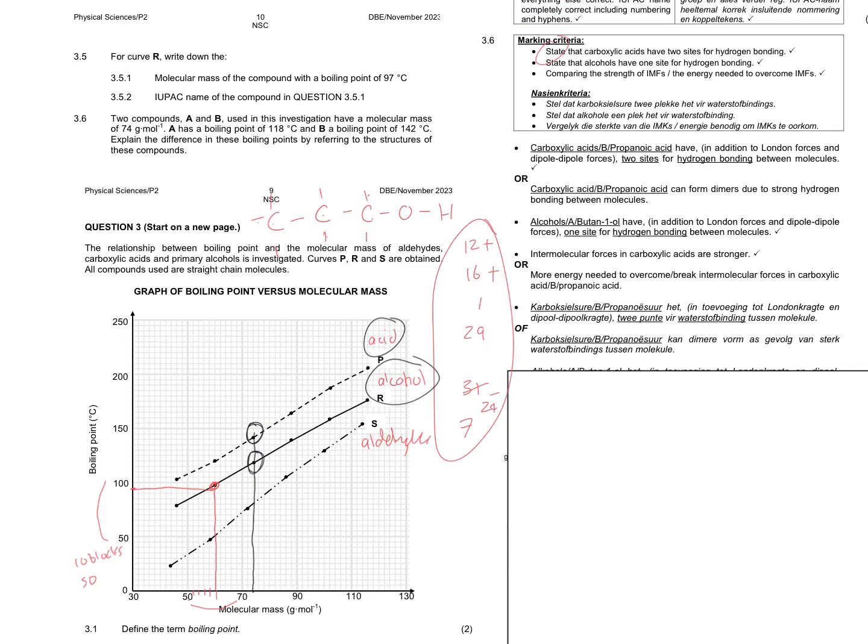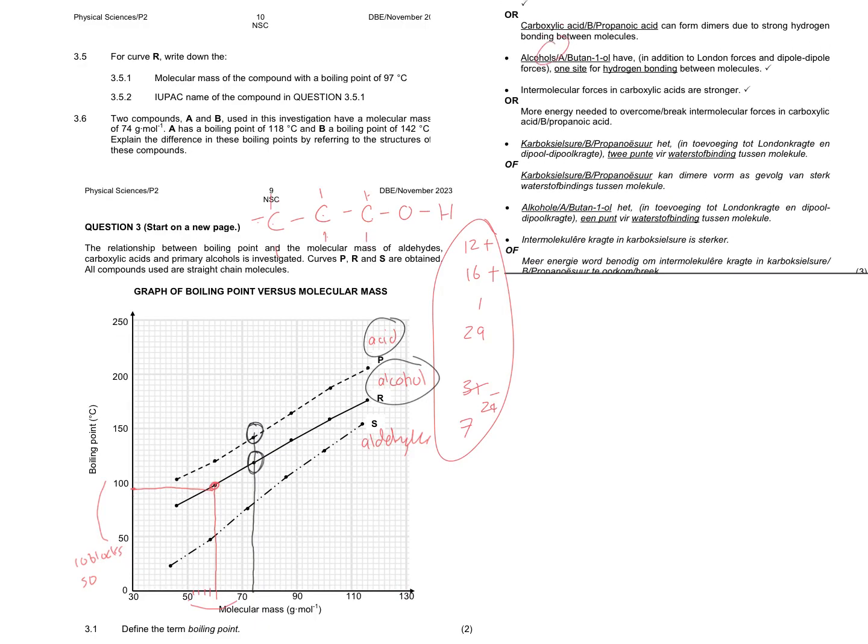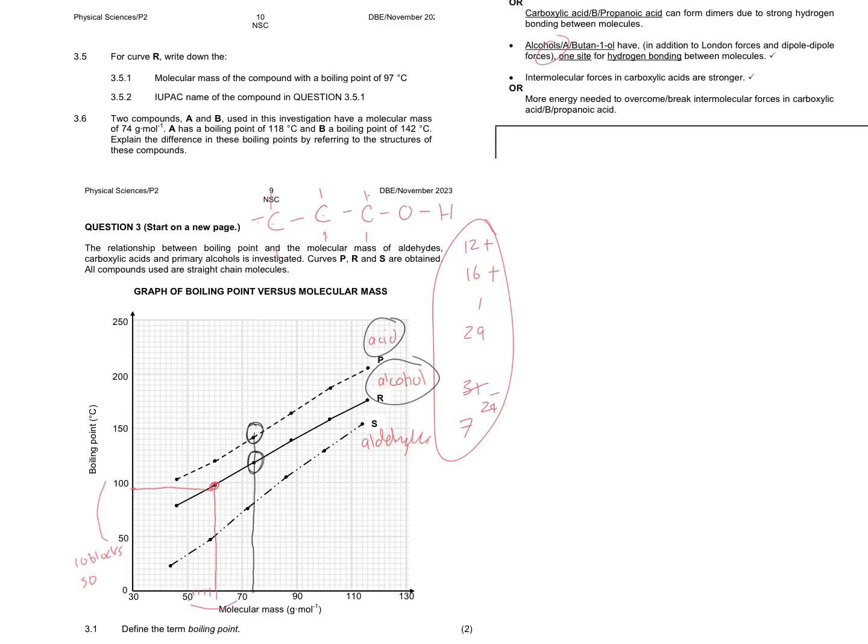Carboxylic acids have London forces, dipole-dipole forces, and hydrogen bonding. And alcohols have one site for hydrogen bonding. So because carboxylic acids have 2 sites for hydrogen bonding, in addition to their London forces and dipole-dipole, alcohols have 1 site for hydrogen bonding with their London and their dipole-dipole. So the stuff in brackets you don't actually have to say. That means that the intermolecular forces in carboxylic acids are stronger, which means the boiling point is higher. B is a carboxylic acid, and A is an alcohol.